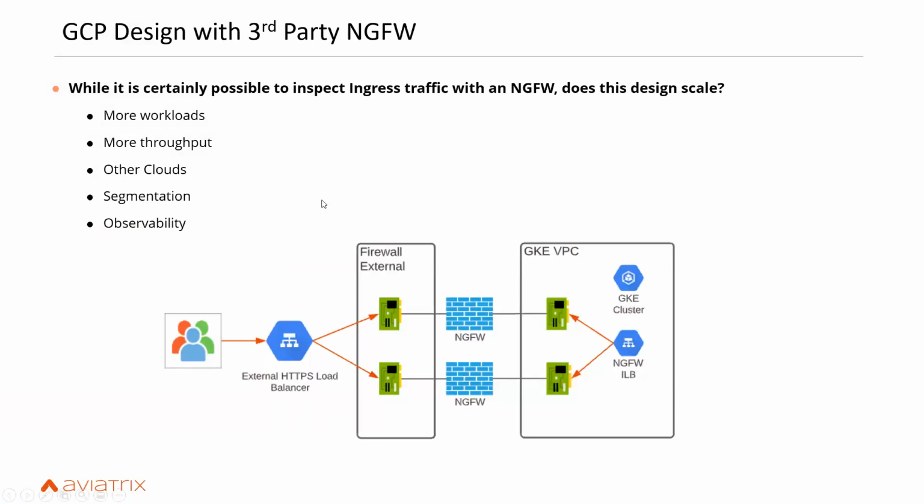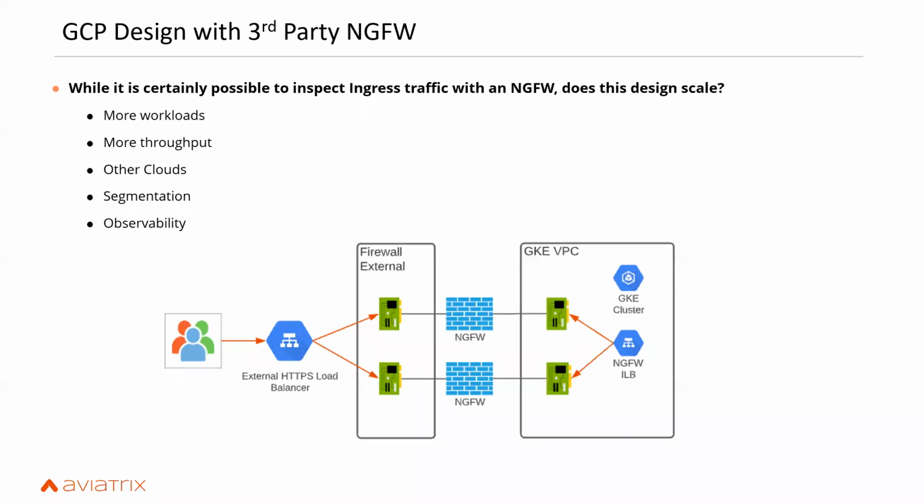It's certainly possible to actually inspect your ingress traffic with a next generation firewall, but you're going to run into issues of scale here. What if you add more workloads, such as more services on your cluster or more clusters? Or what if the throughput requirements increase because you only have 2 NGFWs here? So how do you scale that out? There's a lot of challenges with active within cloud native constructs. So you end up having to do a lot of SNAT or other tricks to make things actually work as you scale out. And what if you add in another cloud?